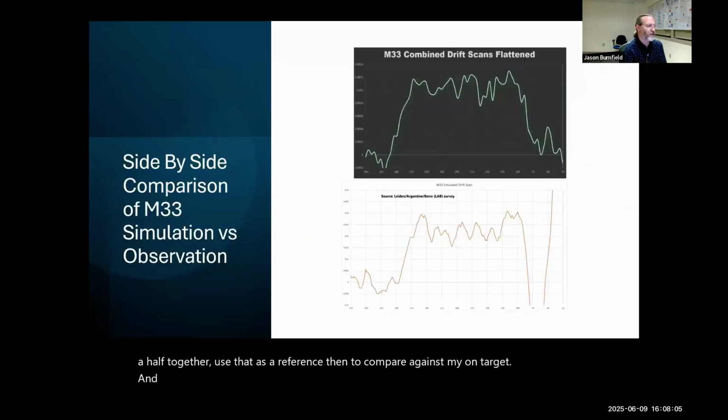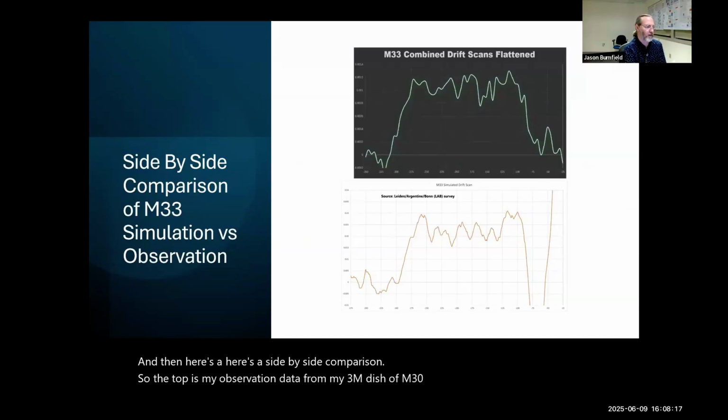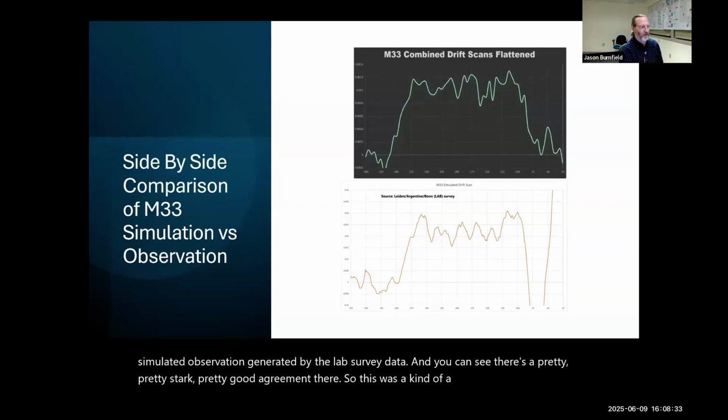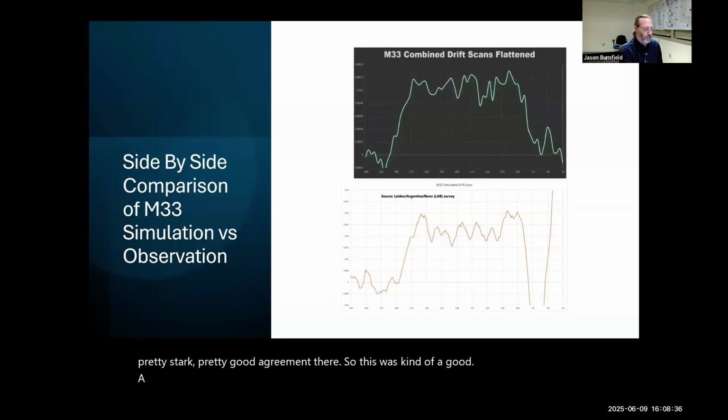And then here's a side-by-side comparison. So the top is my observation data from my three meter dish of M33, and the plot on the bottom is the simulated observation generated by the lab survey data, and you can see there's a pretty good agreement there. So this was a very good test of the concept, I guess.